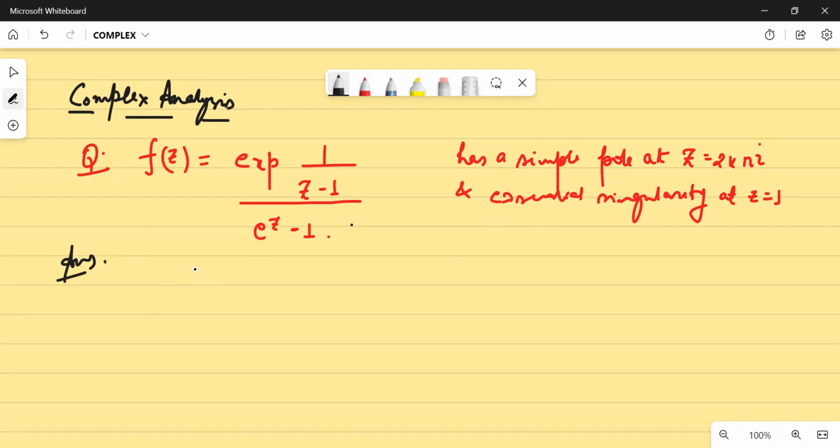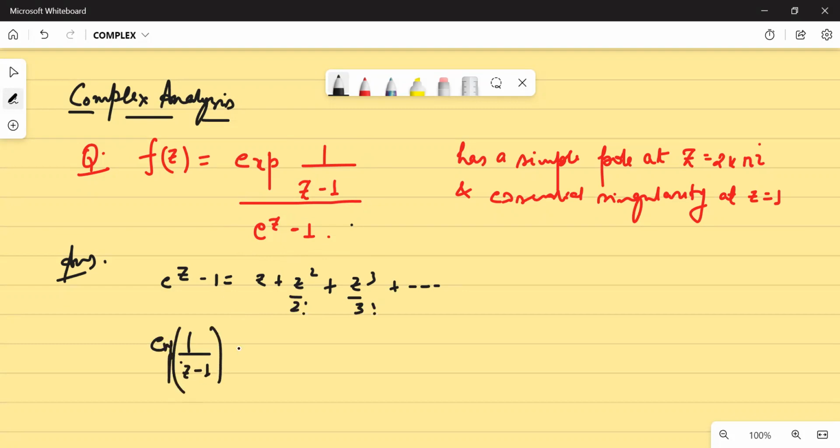What you can do for this question is write each of these things in series form. So that would help you. So e raised to power z minus 1 will give you z plus z square upon 2 factorial plus z cube upon 3 factorial, and so on. But this particular portion, e raised to power 1 upon z minus 1, will give you 1 plus 1 upon z minus 1 plus 1 upon 2 factorial times 1 upon z minus 1 whole square plus 1 upon 3 factorial times 1 upon z minus 1 whole cube, and so on.